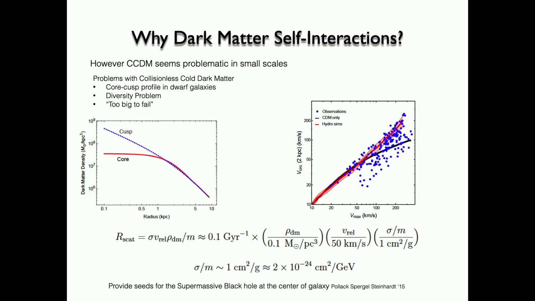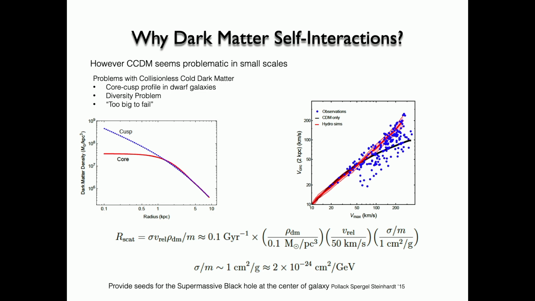There are also other problems like the diversity problem and the too-big-to-fail problem. And the resolution of all these issues might be a lot of different things. It might be the effect of baryons. It might be also other stuff. Or it could be the fact that dark matter is not completely collisionless, but it has some self-interactions, okay? And one can play a little bit with numbers. If you just put some typical numbers, if you just want to have one scattering within the galaxy, you end up with a cross-section of this value here.